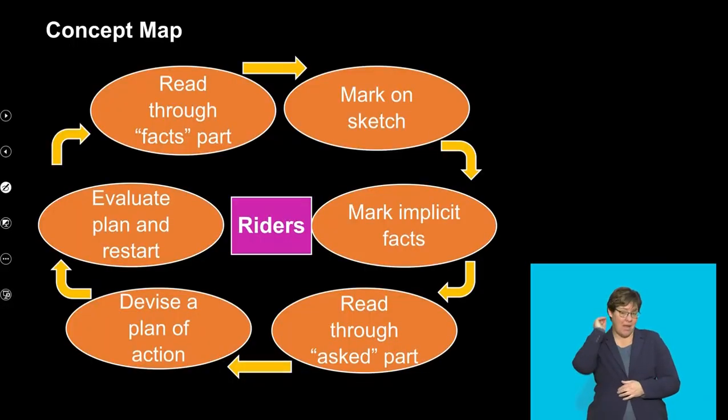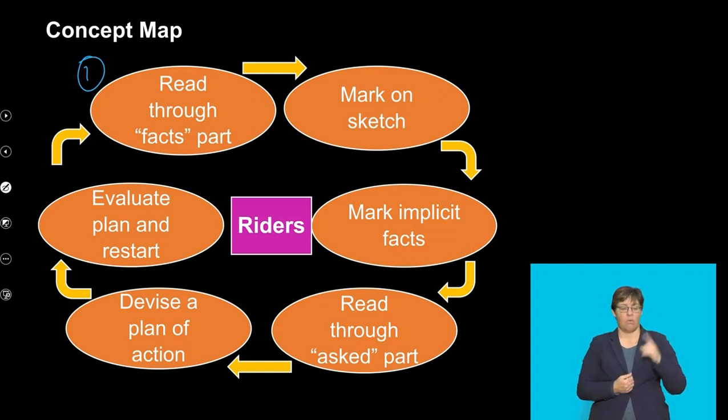So remember guys, this map of mine is very important. Read through the facts, mark on the sketch, go to the implicit. Because it's a parallelogram, what else do you know that is not told? Read through what they want you to do, a plan of action, evaluate it, and always restart. Please always do these things, and it is really in this order, guys. I promise you, it starts here. There is nowhere where it starts other than you reading the statement.